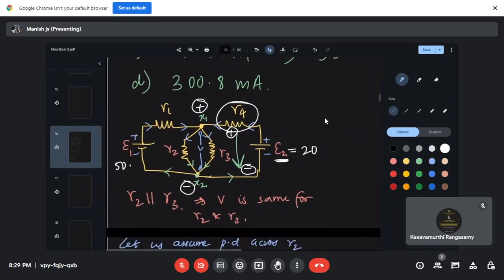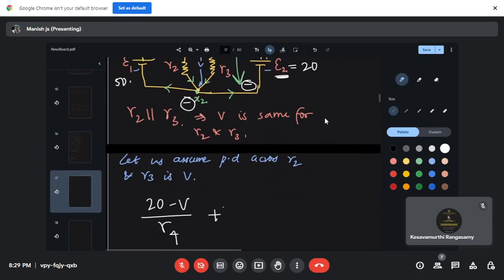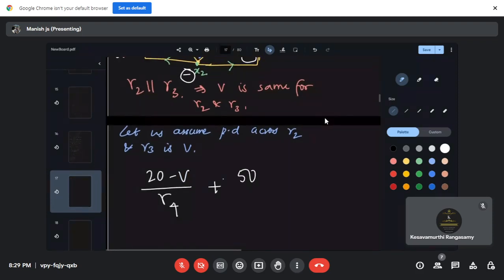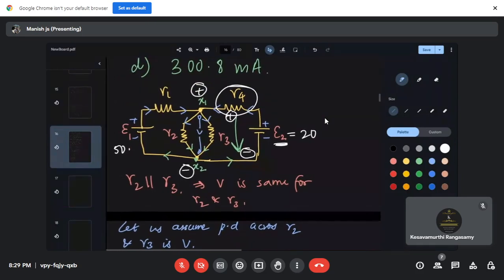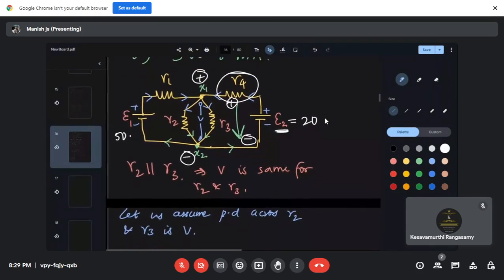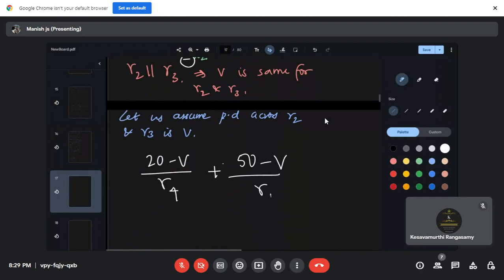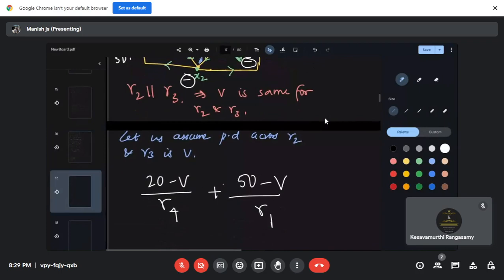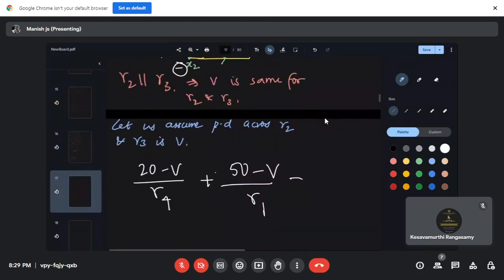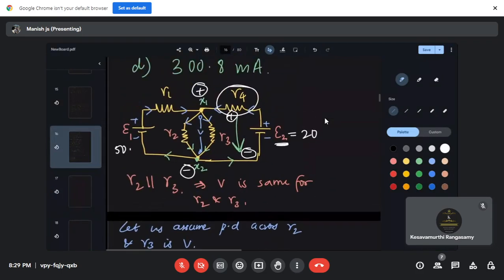How can we write for R1? You can see that is 50, and at x1 it is V. So how can we write the expression? 50 minus V, right? So plus 50 minus V divided by which resistance is there between 50 volts and x1? It is R1. So divided by R1. Okay, these both we have put. Now they are equal to what is leaving through R2 and R3.